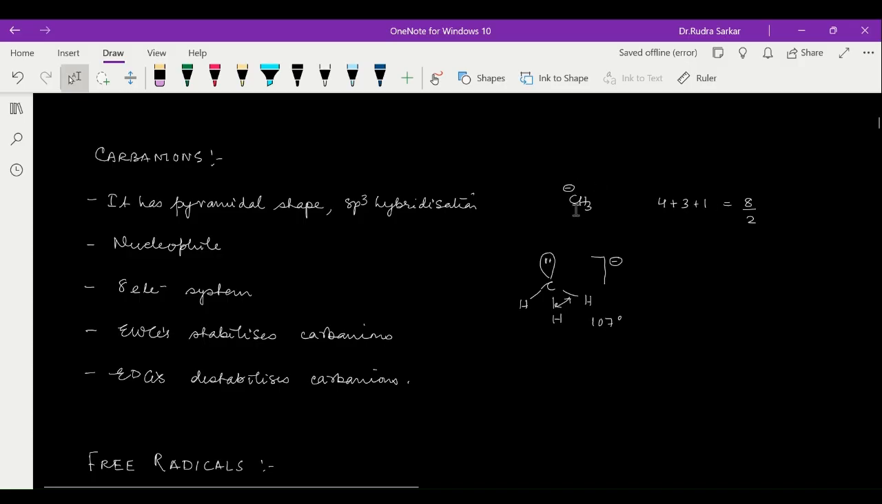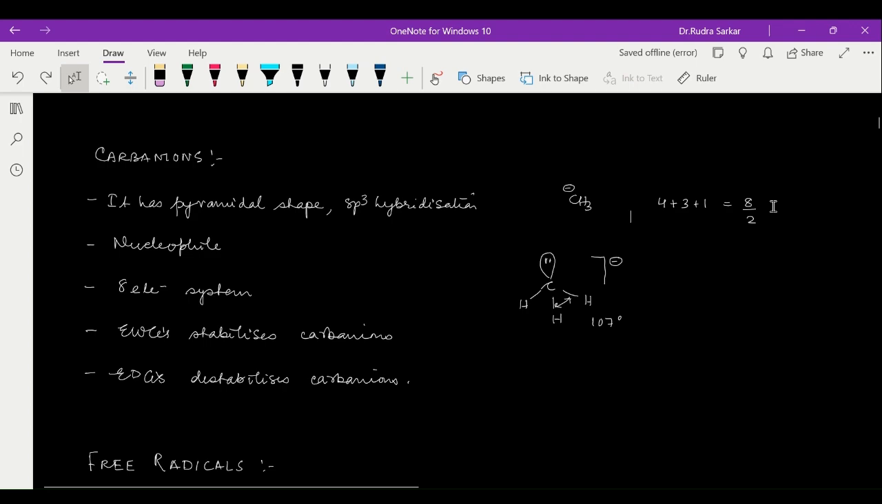What you need to do is first of all find the total electron count for this molecule. So what is that? It is CH3 minus. Carbon has 4 valence electrons, hydrogen 3, and 1 is for the negative charge. So we have 8. If the number is 8 or less than 8, we divide by 2, and the number that we get is 4.